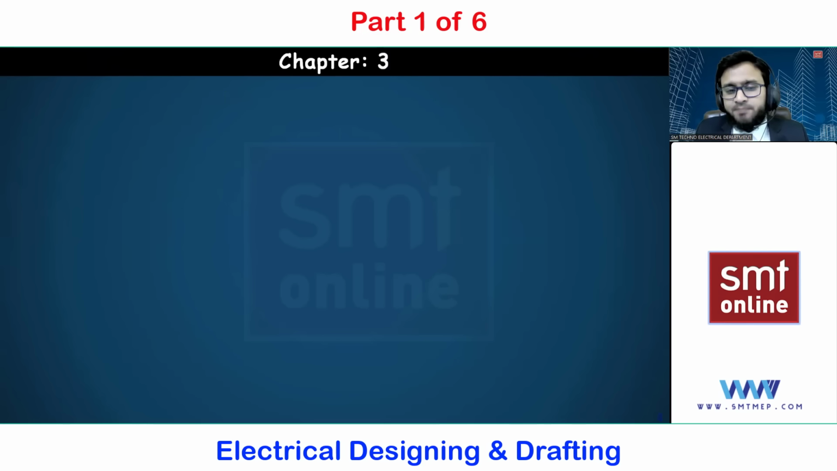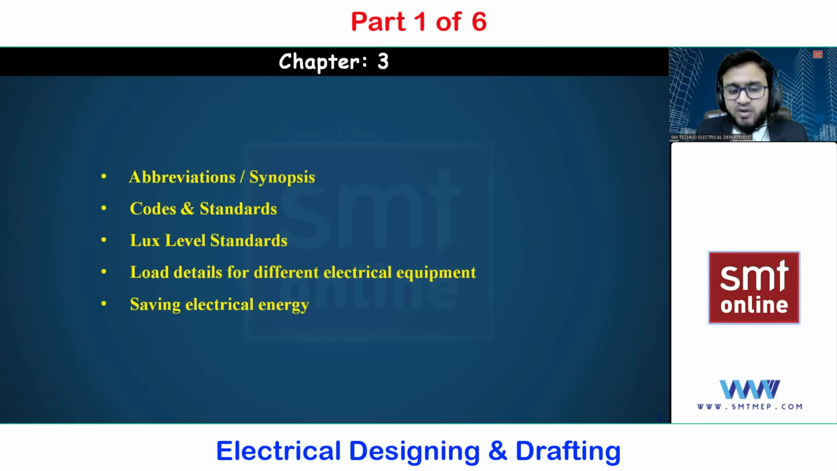In the next chapter 3, this is totally theory-based, where we are going to understand the abbreviations and synopsis. In this topic, we are going to understand the different electrical equipment, like different distribution boards, different circuit breakers, different small electrical equipment or components, etc. Again, talking about codes and standards.